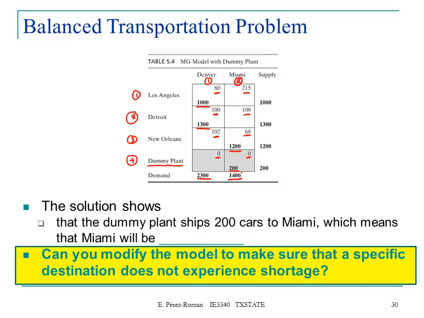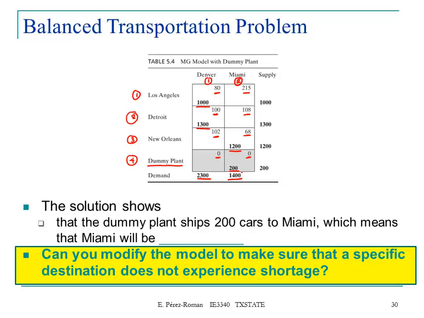So the solution is saying you have a total supply of 1,000 from Los Angeles to any of these two cities. So the solution is telling you that you're going to use that 1,000 and you're going to send all your units to Denver. Same thing here from Detroit to Denver: is 1,300 that you have available and you're sending all of them to Denver. The plant in New Orleans is sending all its capacity to Miami. And finally, you see this number 200 here for the dummy plant. That means that these 200 is the demand that you are not able to satisfy. So what the solution is telling you is Miami is going to be short by 200 units.